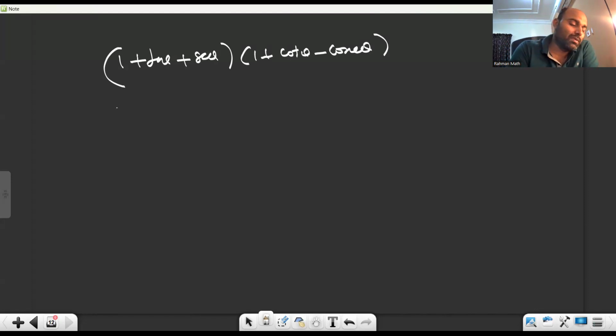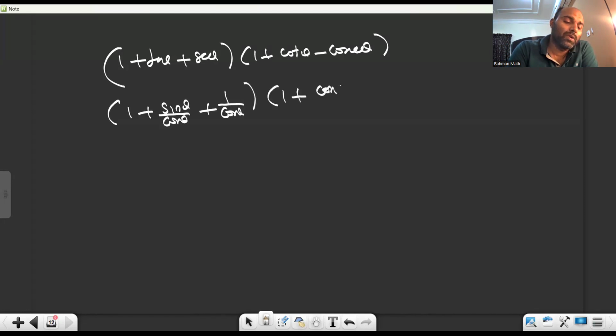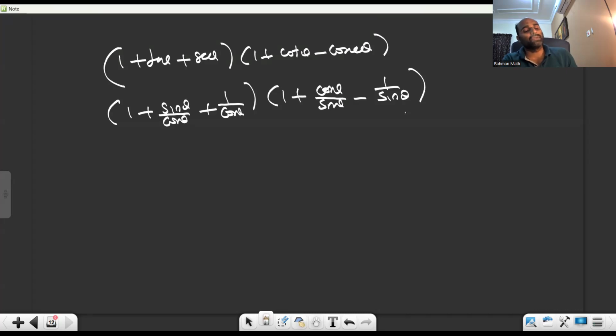Convert in terms of sine and cos: 1 plus sine theta by cos theta plus 1 by cos theta, over 1 plus cos theta by sine theta. This question you have to practice today itself. Don't forget. I didn't tell you any question like this, but you have to do this question and the next question.